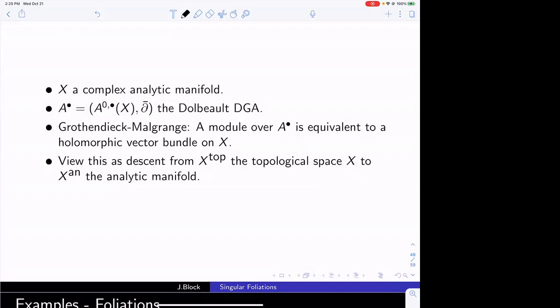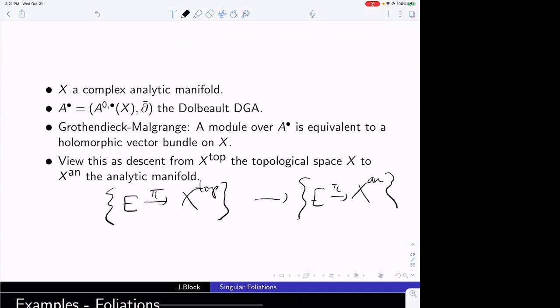But you can view this as descent that goes from the topological space X top. So the question is, if I have a vector bundle E over X top, meaning just a topological vector bundle, when does it descend to E over X analytic? When does it descend to an analytic vector bundle? Again, the point is that it should have a flat D-bar connection.